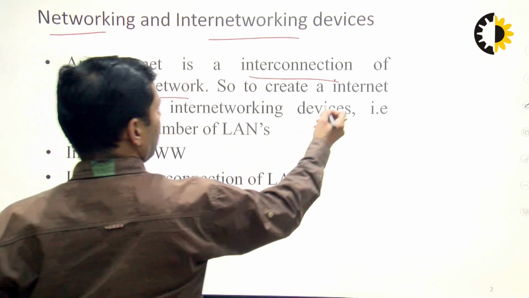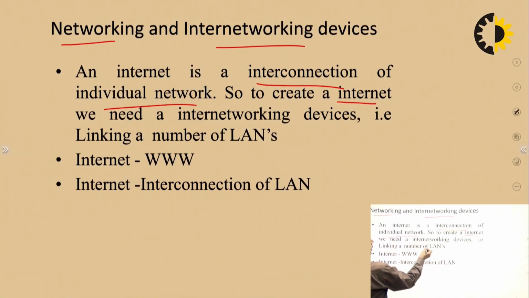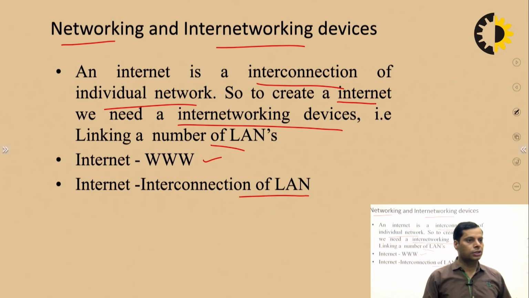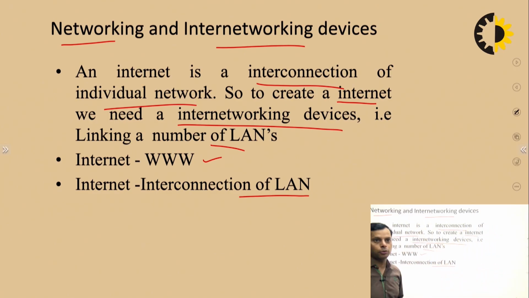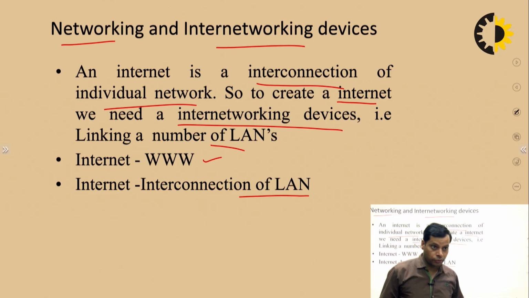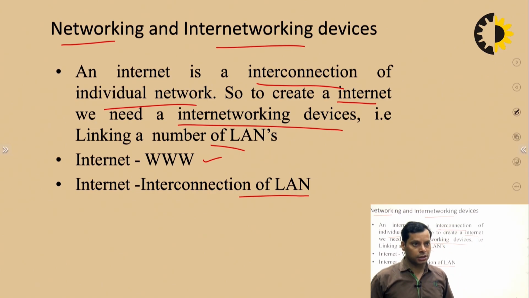To create an internet, we need internetworking devices, which are used to connect these LANs, linking a number of LANs together. So, for that point of view, we are using these internetworking devices. Just like the internet, given by www, the World Wide Web, is an interconnection of LANs which are connected with each other and able to communicate with each other. How can it be possible? For that, some specific devices are required. We have to study all these devices in this lecture.